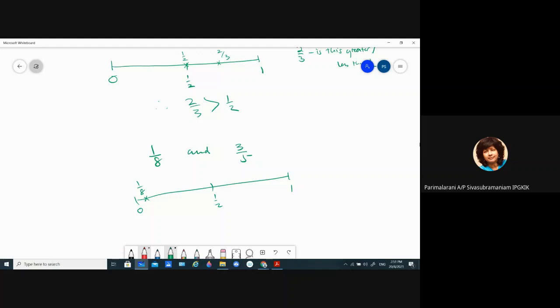3/5, is it greater than half or less than half? Okay, half of 5 is 2.5. So 3 is bigger than 2.5. That means 3/5 is greater than half, but it's very close to half. So it's somewhere here. We just estimate, okay, 3/5. So from this diagram, we know straight away that 3/5 is greater than 1/2.